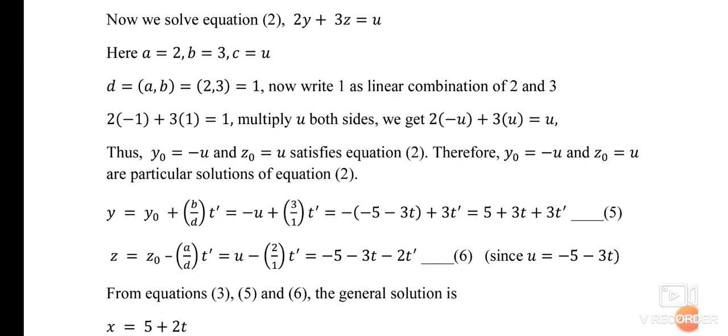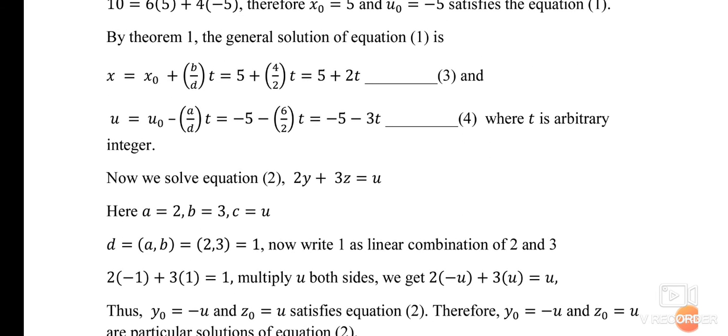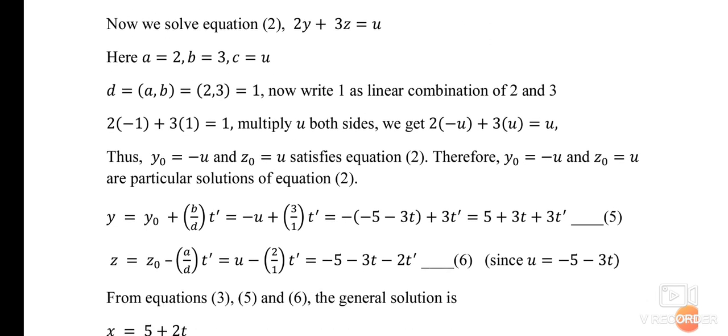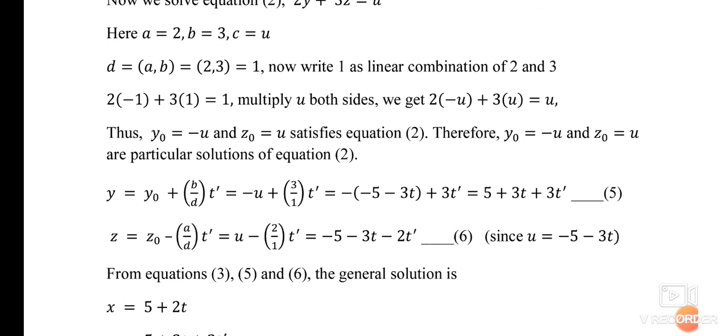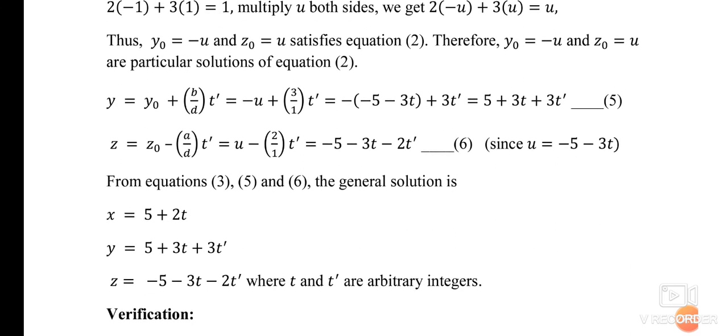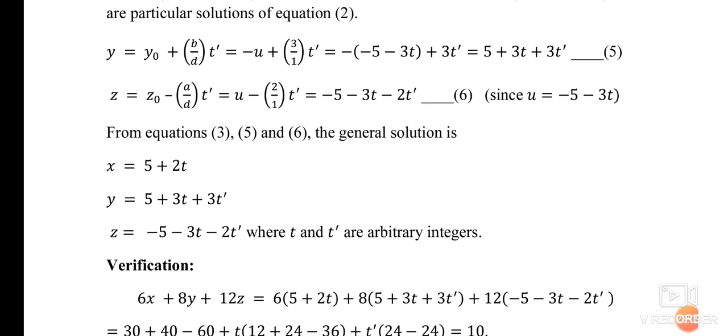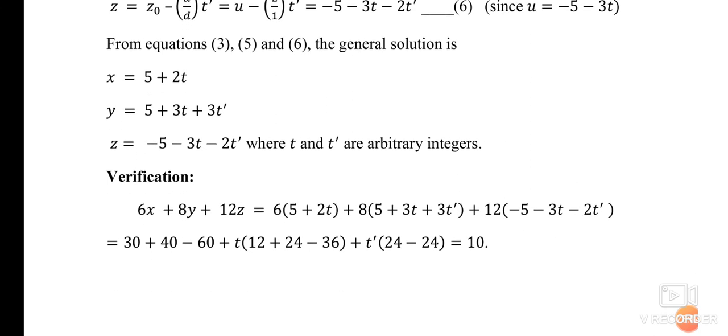Okay. So, now we found all the general solution, we found all the variables, x value is given in equation 3, y value is given in equation 5, z value is given in 6. So, the general solution is given in equations 3, 5, 6. The general solution is x equal to 5 plus 2t, y equal to 5 plus 3t plus 3t dash, z equal to minus 5 minus 3t minus 2t dash, where t and t dash are arbitrary integers.